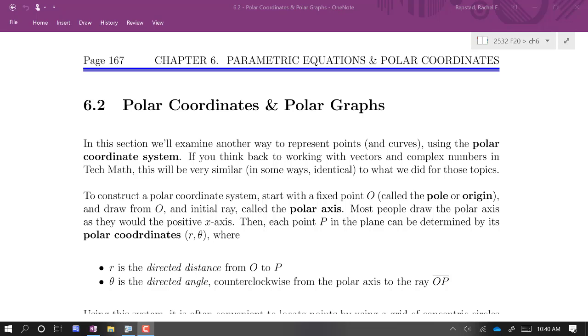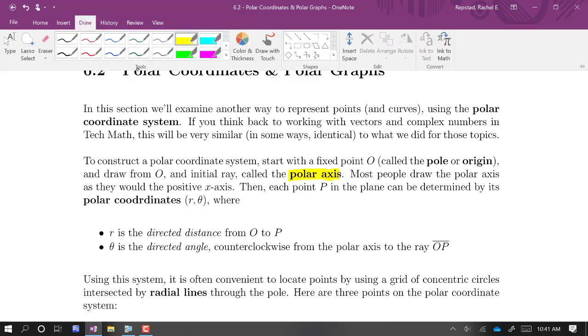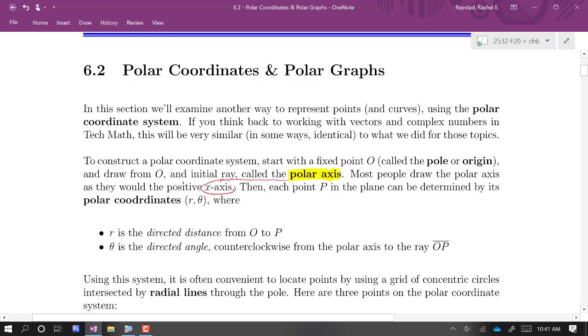And if you think about how we wrote out a polar form for complex numbers, that's basically what we're doing here, right? We're thinking of a point in the plane, and just going to define it by its distance from the origin and an angle. So to construct the polar coordinate system, we start with a fixed point. We call it the origin or the pole. And we draw from the origin an initial ray. Then that's our starting point. Usually that initial ray is drawn as the positive x-axis, and we call that the polar axis, okay? I always draw the polar axis as the positive x-axis.